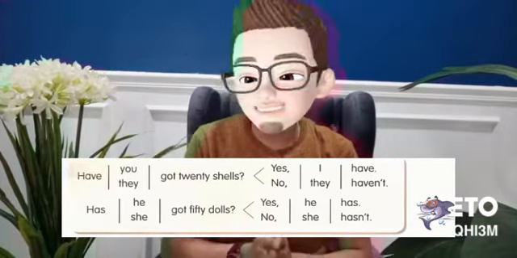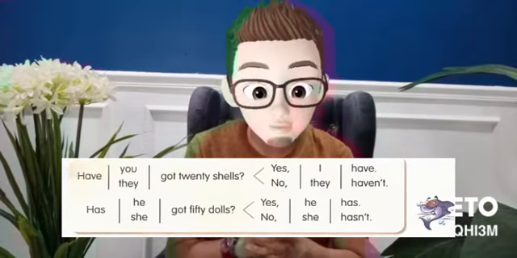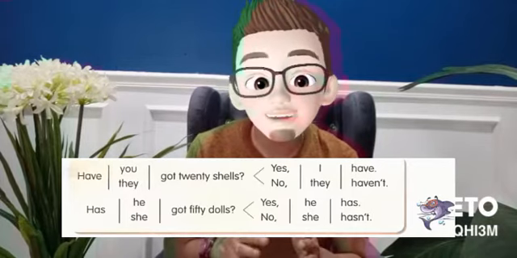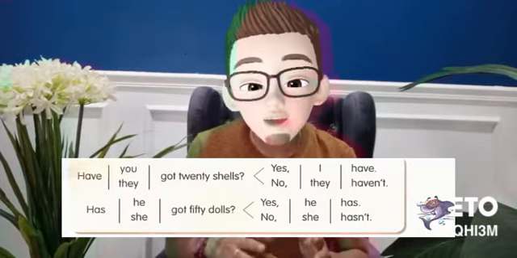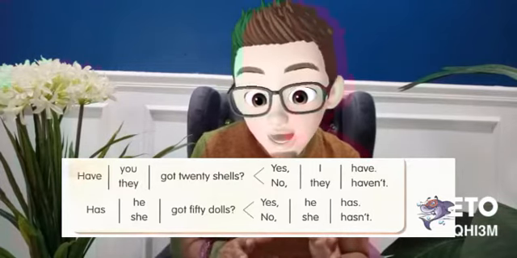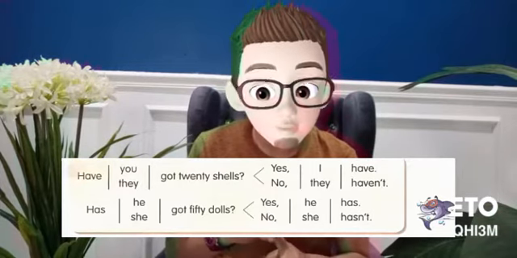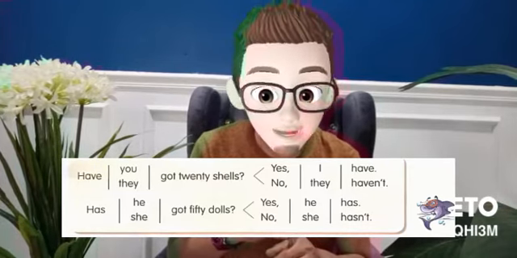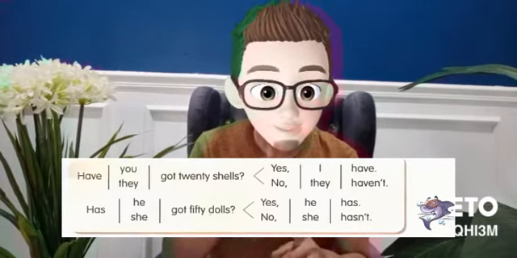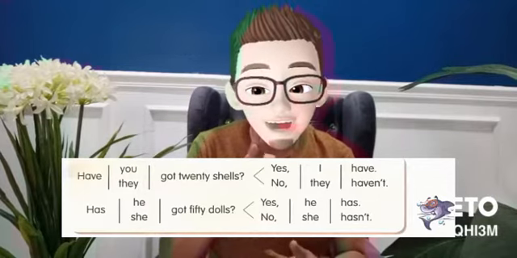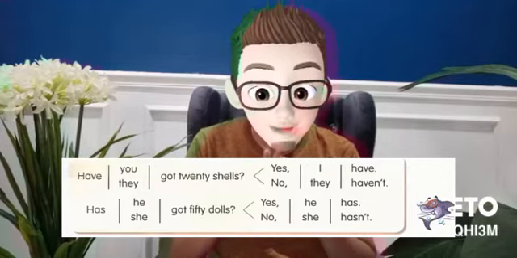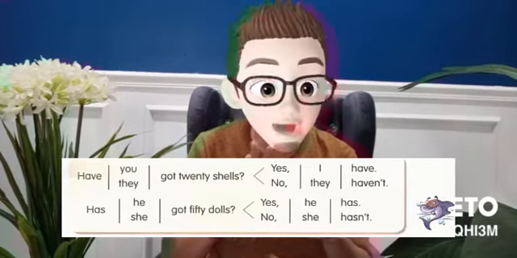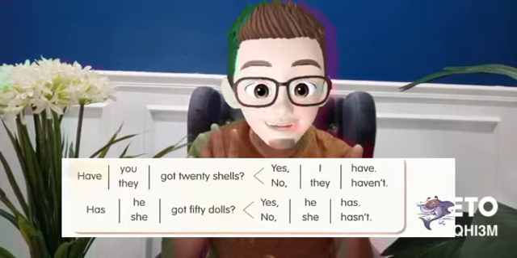Now what I want you to do is write this sentence pattern into your exercise book. How many sentences are there? The first one, have you got 20 shells? Yes, I have. No, I haven't. So you've got 3 sentences. Then, have they got 20 shells? Yes, they have. No, they haven't. So you've got 6 sentences now.